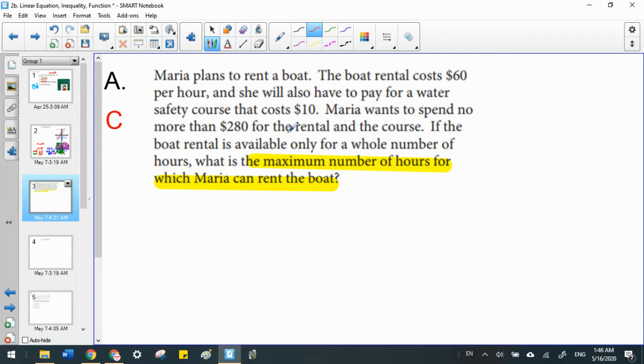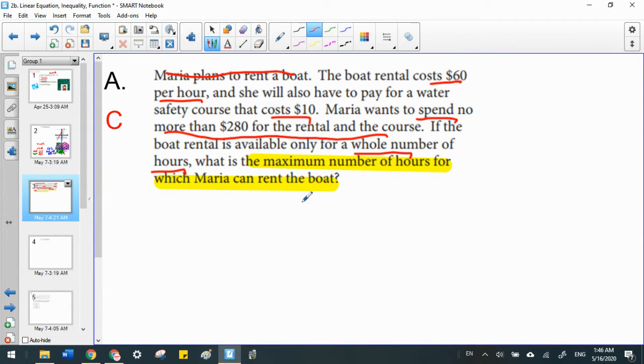All right, here we go. Maria plans to rent a boat. That's not really that important. The boat rent costs $60 per hour. That's important. And then she will also have to pay for a water safety course that costs $10. And Maria wants to spend no more than $280 for the rental and the course. And lastly, they are saying that the boat needs to be rented for a whole number of hours, and now we need to find the maximum number of hours for which Maria can rent the boat.